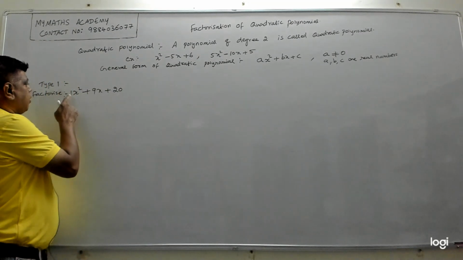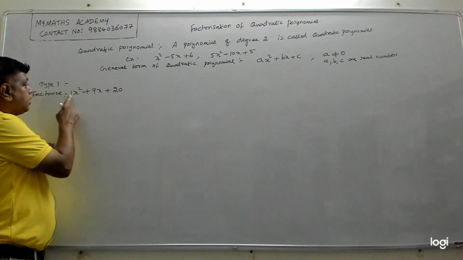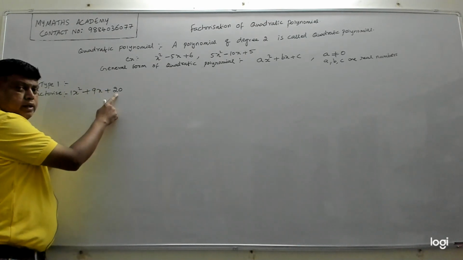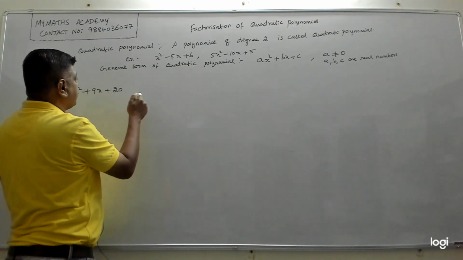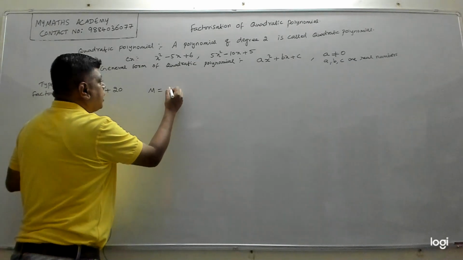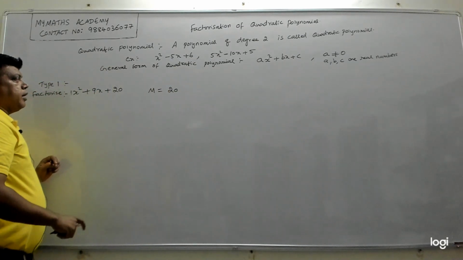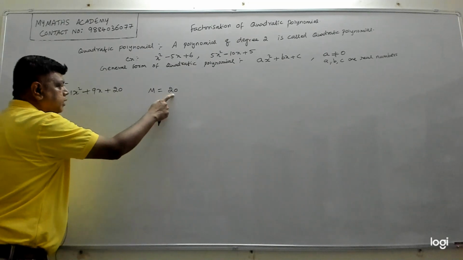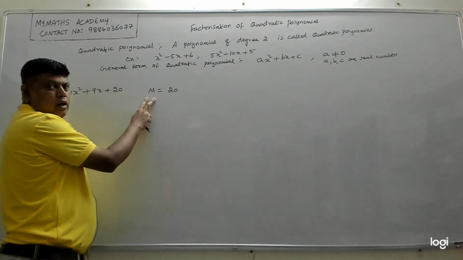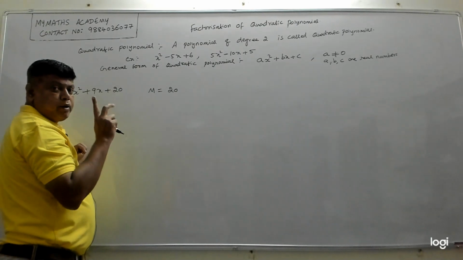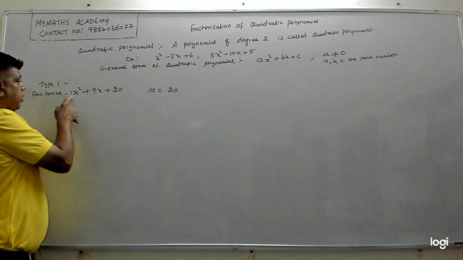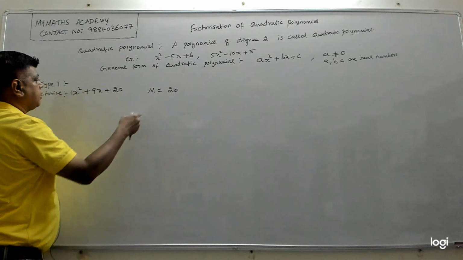So we first check the coefficient of x square, then multiply it with the number, which is 1 into 20. 1 into 20 will give you 20, and we put M, which denotes multiplication. So 1 into 20 is 20. I need to find two numbers such that when I multiply the two numbers I should get 20. How did we get this 20? The coefficient of x square, which is 1, into 20 is 20.